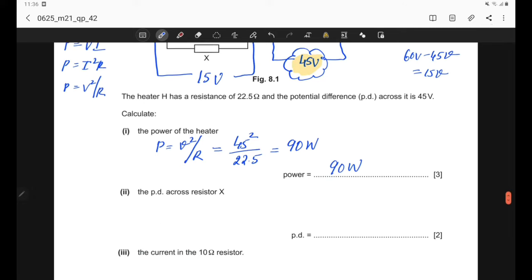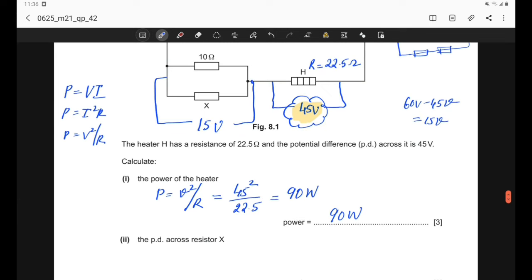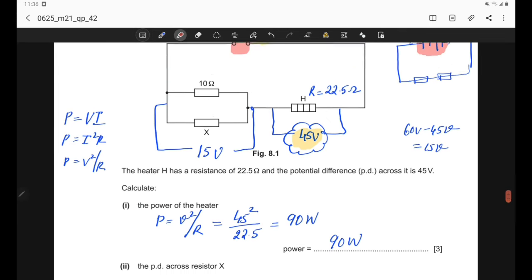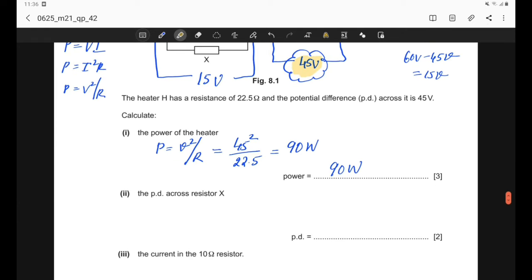Next, part 2, the PD across resistor X. The potential difference across resistor X, which we have already calculated: the total voltage of the circuit is 60. Out of that, 45 is consumed by the heater, so the remaining will be the potential difference across the parallel combination, and we subtracted and calculated it is 15 volt.